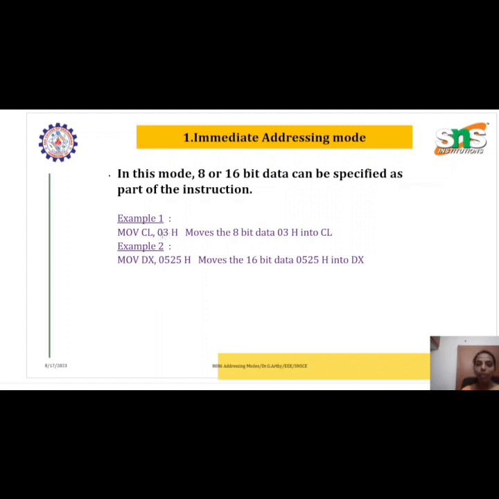So this is the example for 8-bit and this is the example for 16-bit. If you are using 8-bit, we will be using CL, CH or the other A, B, C, D, H and L registers. If it is 16-bit, we will be using X registers.